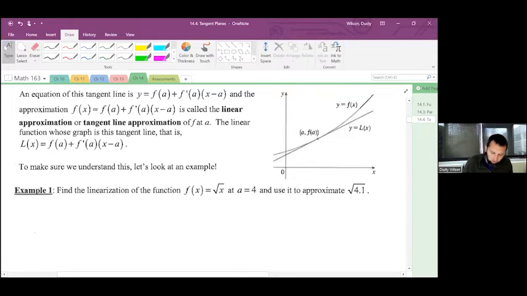Here we have it in the picture. So the red curve, this is our y equals f of x. The green line, this is our tangent line. And instead of just calling it tangent line, we're going to give that tangent line a name. We're going to call it L of x because it represents that linear approximation. So L of x is just the tangent line. It's just a new name for the tangent line. To make sure we understand this, let's look at an example.